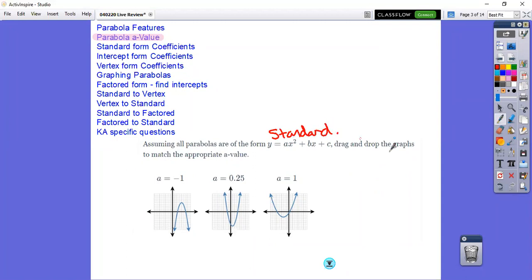Okay, and if we're looking at standard form here, the number in front of the x squared is your a term, the number in front of the x is your b, and the number by itself is your c. So they're essentially saying this number in front of the x is my a, which is the same a that we have all been dealing with. Okay, and what do I know about that a value is the question here.